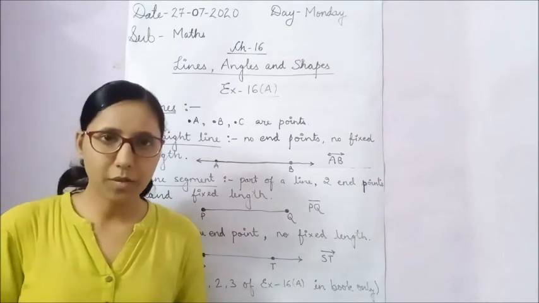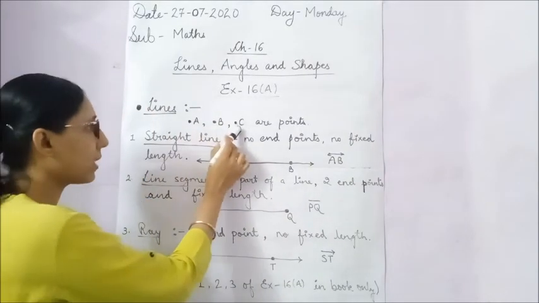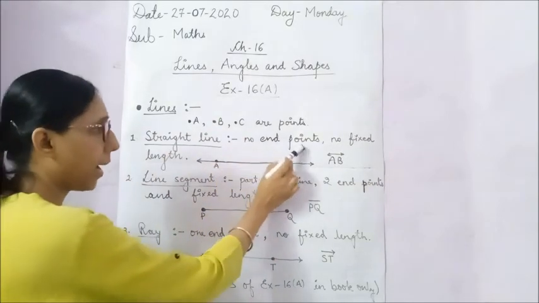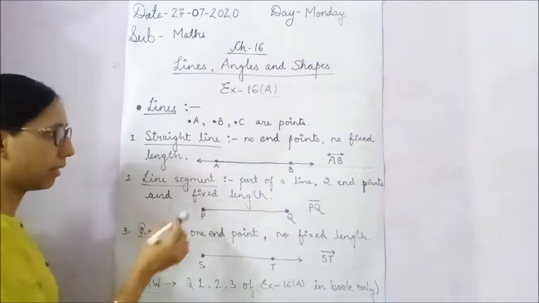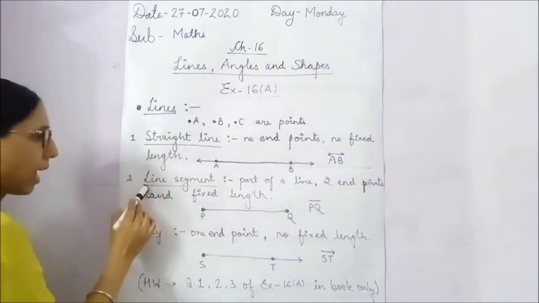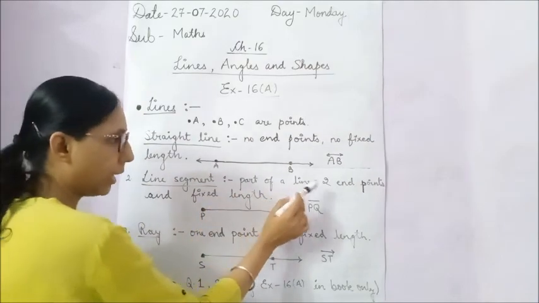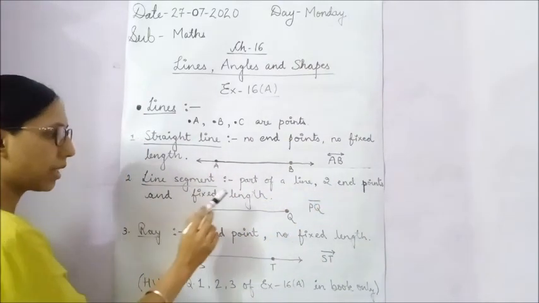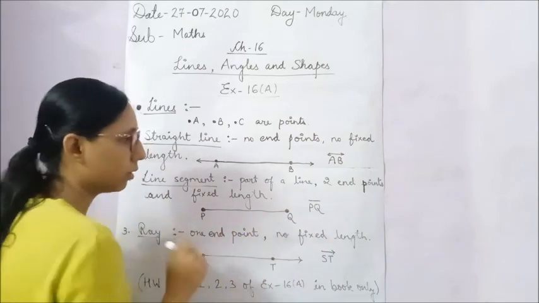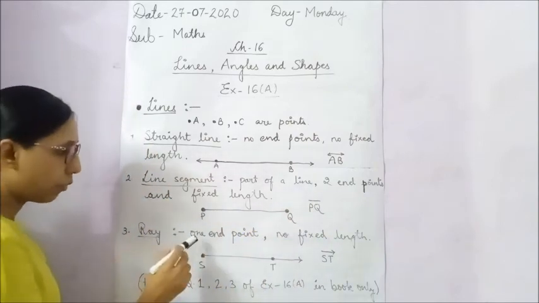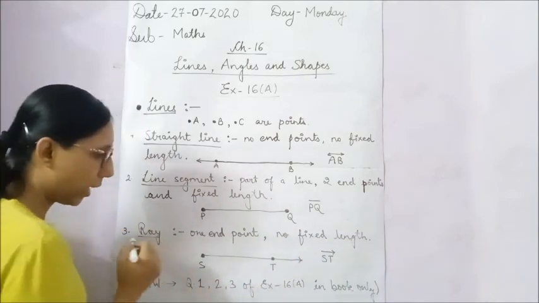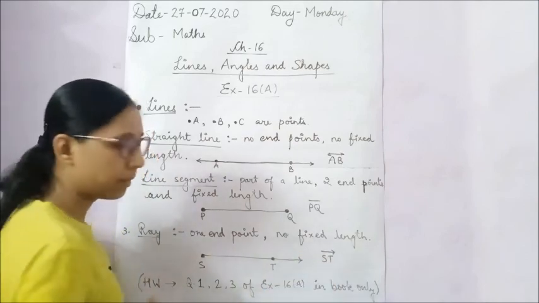Now let's take a quick revision. A, B, C are called points. A straight line has no end points and no fixed length. It is made like this and denoted like this. A line segment is a part of a line with 2 end points and fixed length. और हम line segment इस तरह से बनाते हैं and we denote it like this. Then a ray has 1 end point and no fixed length. We will make a ray like this and denote it like this.